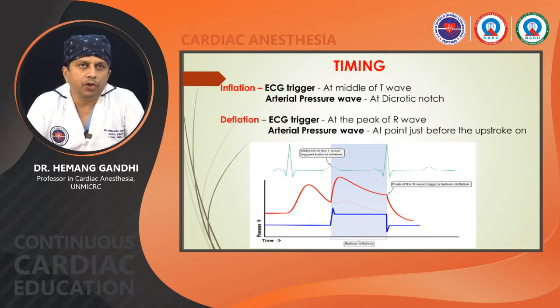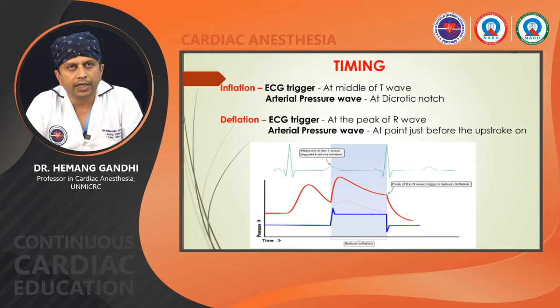The balloon normally inflates after the closure of the aortic valve, and it deflates just before the opening of the aortic valve. This is done by the ECG or arterial line trigger. So inflation occurs on the ECG at the middle of the T wave, or in arterial pressure at the dicrotic notch, and deflation occurs on the ECG at the peak of the R wave, and in the arterial pressure wave just before the next upstroke starts.